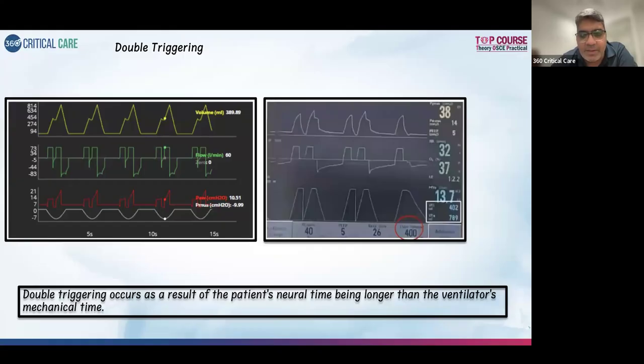Like if my body requires an inspiratory time of 5 seconds, so that's my neuronal breath time for that patient. But if you set a time in the ventilator which is less than or more than the neural time, then there will be issues. Somebody needs an inspiration of 5 seconds, and if you set it for 3 seconds, then his inspiration will be incomplete, leading to air hunger and other consequences of that. Okay. So that's where the double triggering happens.